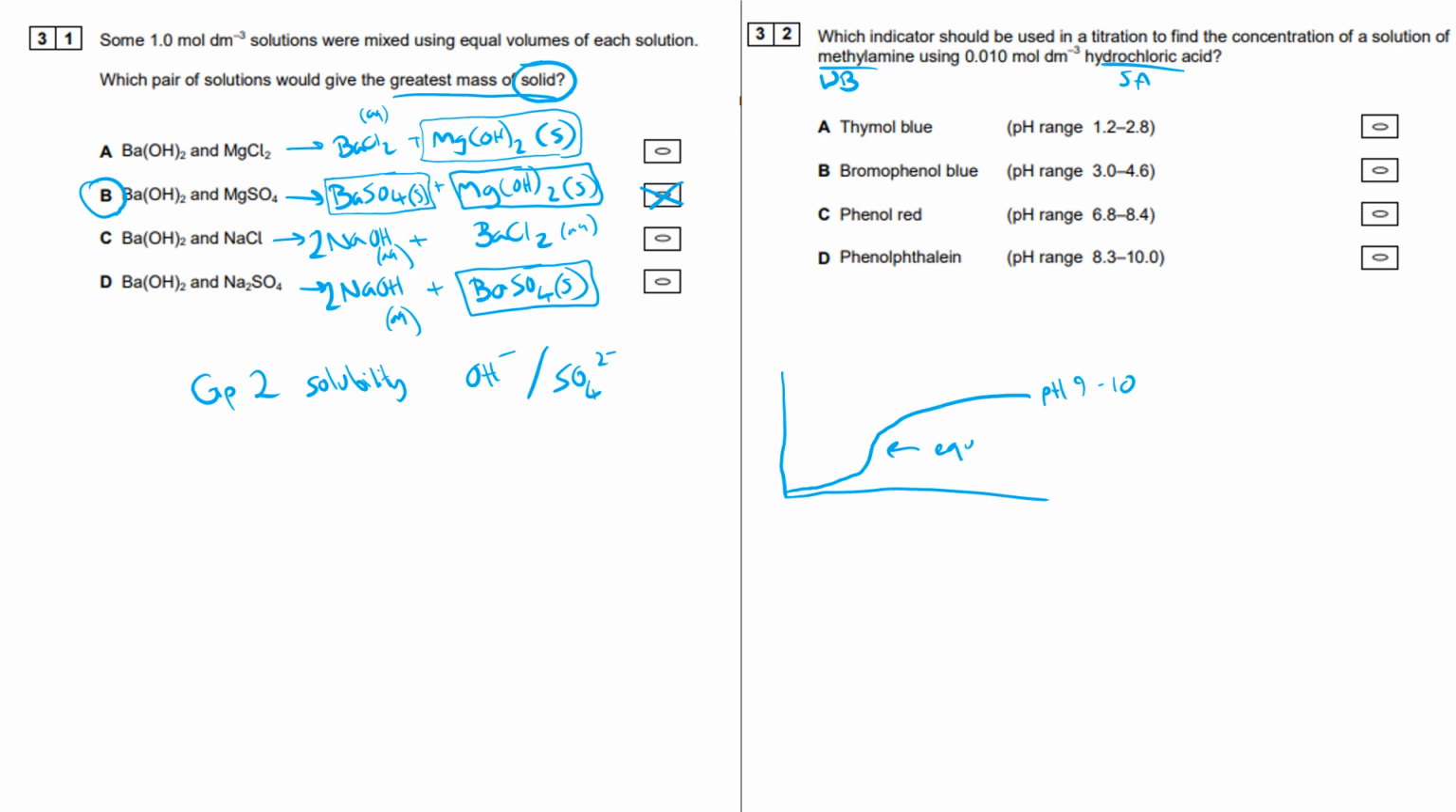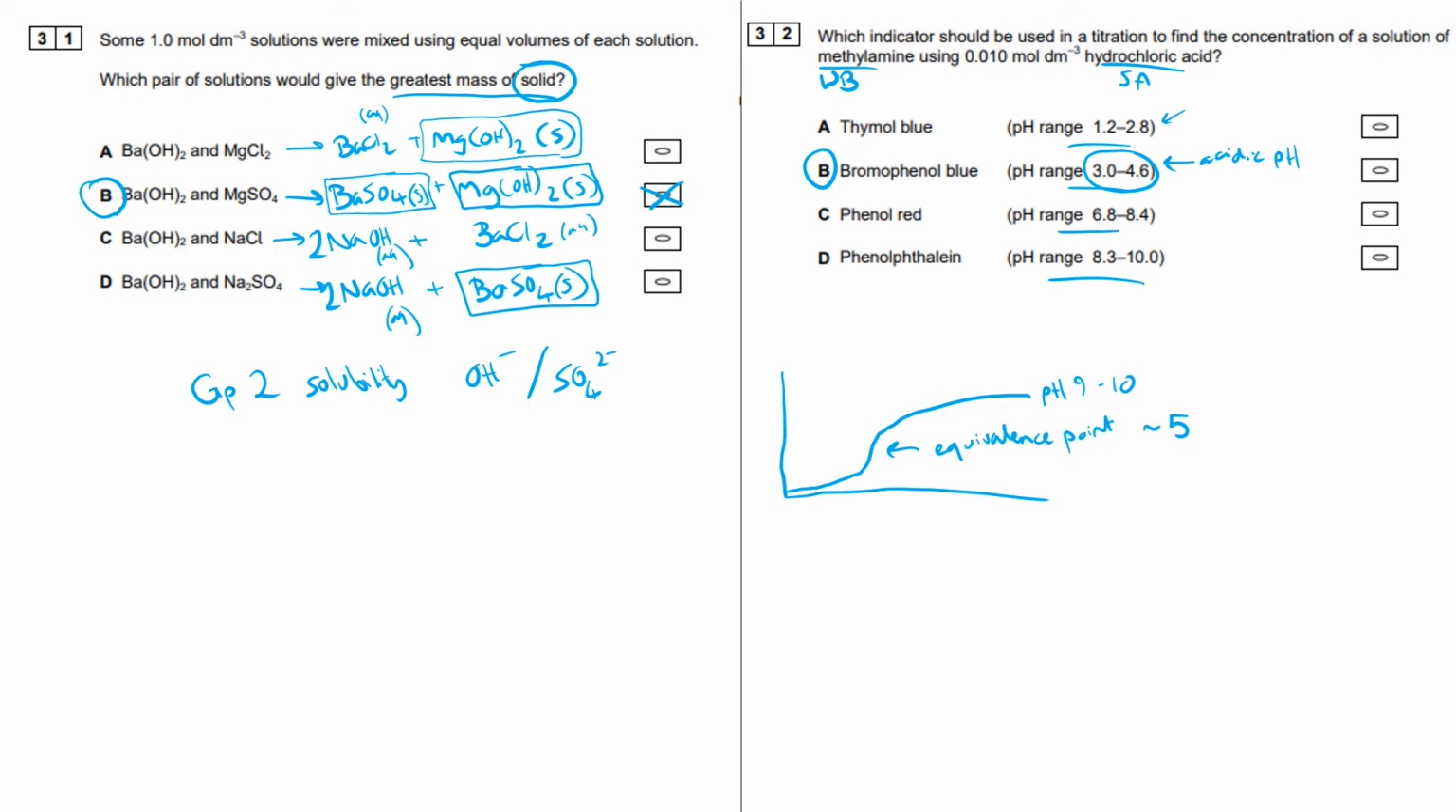Your equivalence point is going to be less than 7. It's going to be around pH 5 or so. So which one has an equivalence point or a pH range in an indicator of less than 7? In this case we are looking at answer B. It changes colour in a pH of less than 7, in an acidic pH, which is where the equivalence point is.